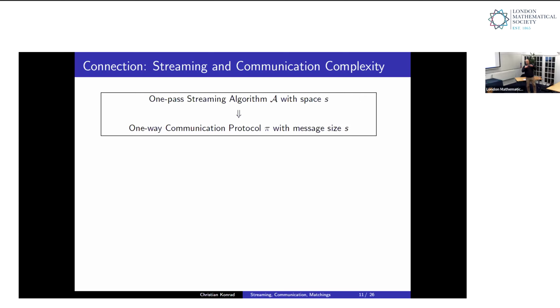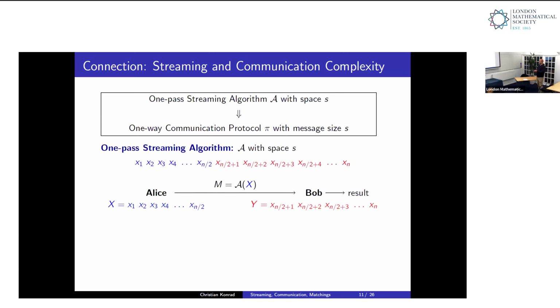Alice can just run the algorithm and send the memory state on to Bob. And we see this as follows. So imagine we've got this one-pass streaming algorithm that uses space S. This is the input stream, so x_1 to x_n is the input stream. Now, we could just partition the input stream, give the first half to Alice, the second half to Bob. Alice can still run the streaming algorithm on that part of the input, then send the memory state, whatever the computation of the algorithm currently looks like, to Bob as a message, and Bob can continue the execution of the algorithm. So we can implement a streaming algorithm directly as a one-way communication protocol in this setting.